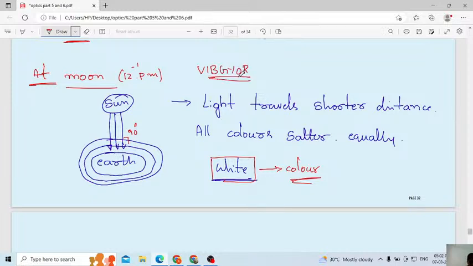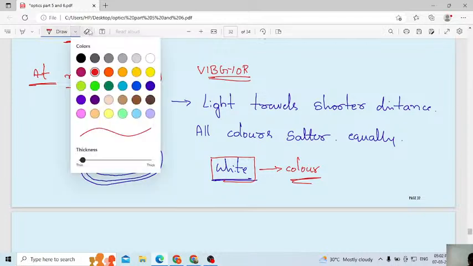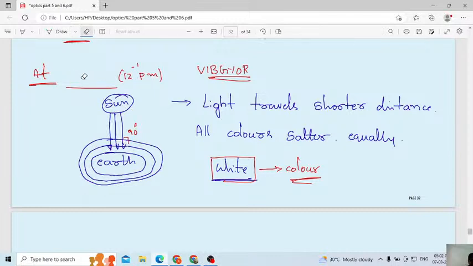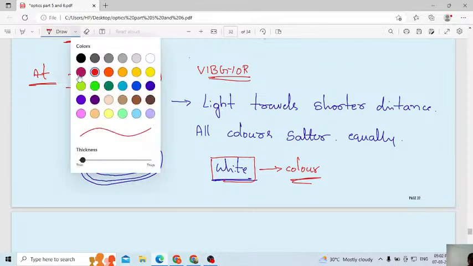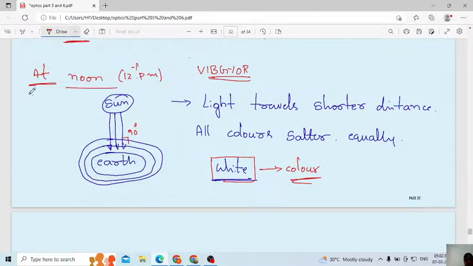Sorry, I wrote moon instead of noon. At noon, at exactly 12 to 1 o'clock, the light travels a shorter distance, so all the colors scatter equally.